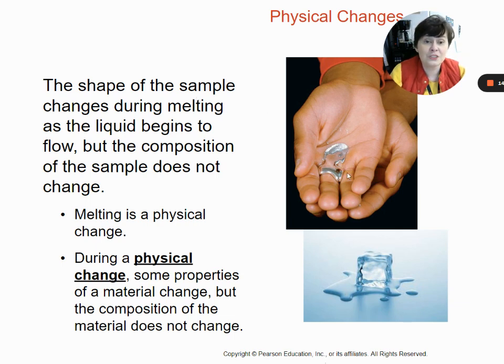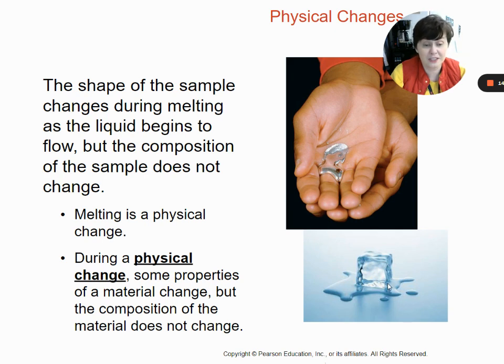The other thing is the composition. We don't change the fact that this is gallium metal. This is a whole bunch of gallium atoms. This is not a chemical reaction. It's just melting. It's just a phase change. And those phase changes are physical changes. During physical changes, some properties change, but the main composition of the material does not change.